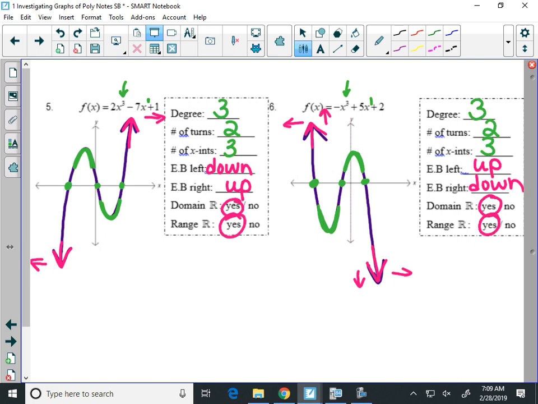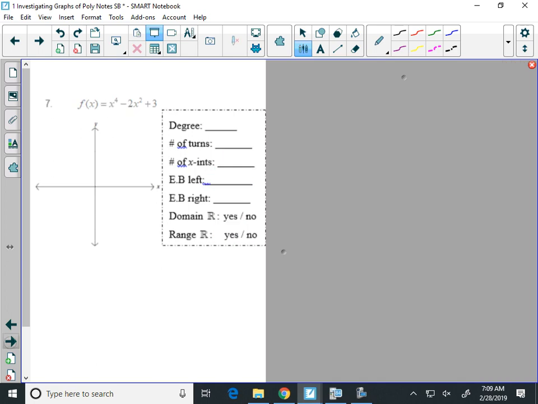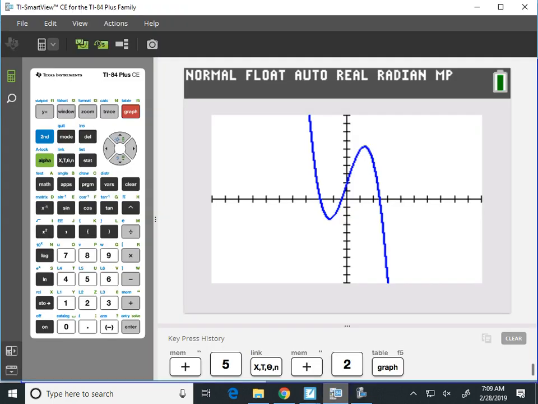All right, we're getting there, almost done. Flip your paper over. My next graph, x to the 4th minus 2x squared plus 3. Let's take a second to graph this and see what it looks like.